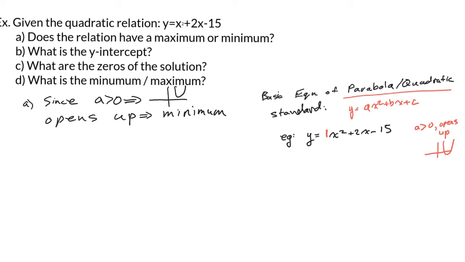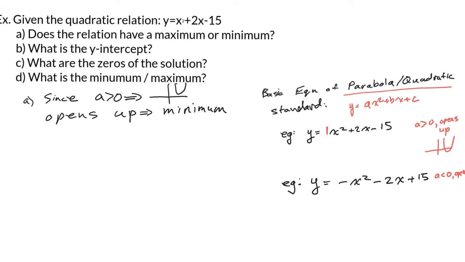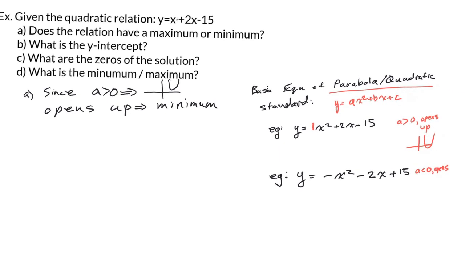Now, let's go back to our quick note here. Imagine if I had another equation like this: y is equal to negative x squared minus 2x plus 15. So all we've done is taken the negative of all this. The key concept is if a is less than 0, this one opens down. So instead of opening up, it opens down. And in this case, our a value is, instead of 1, it's negative 1. So it opens down.